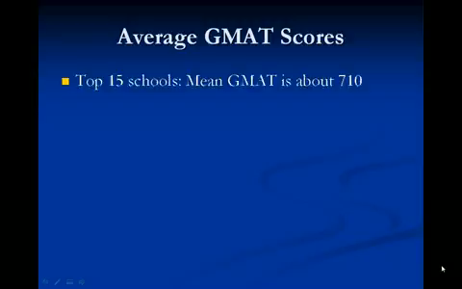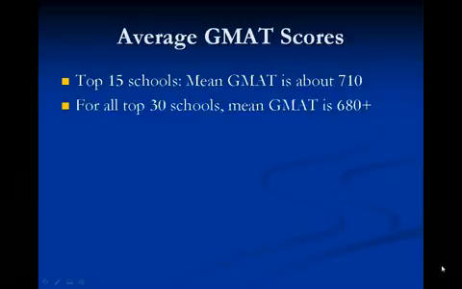Okay, average GMAT scores. For the top MBA programs, and I'm taking these rankings from businessweek.com. Top schools, top 15, the mean GMAT score is about 710. That goes for Harvard, Wharton, University of Chicago, MIT. All of the top 15, the mean GMAT score is about 710.